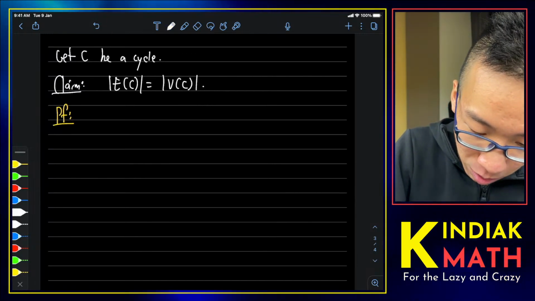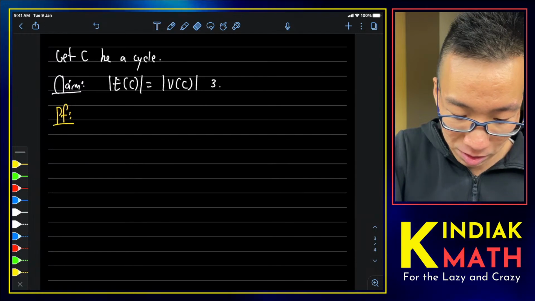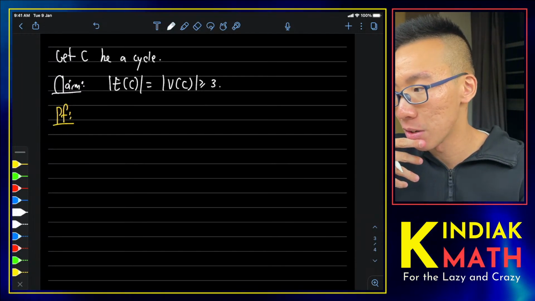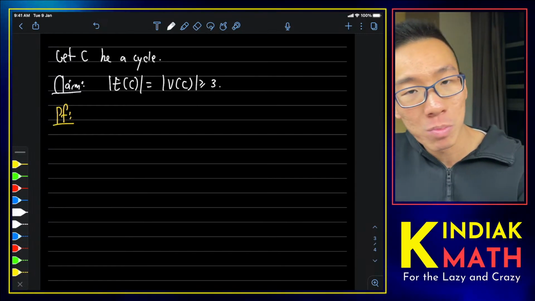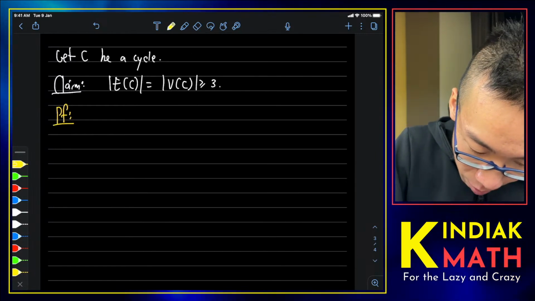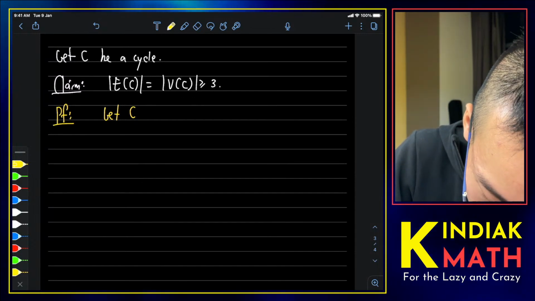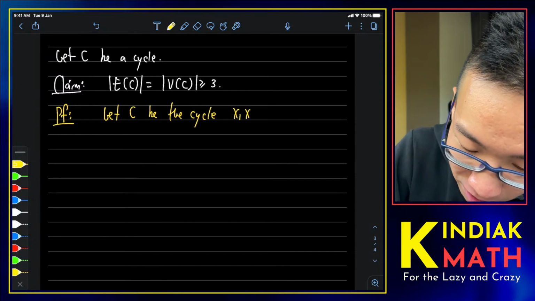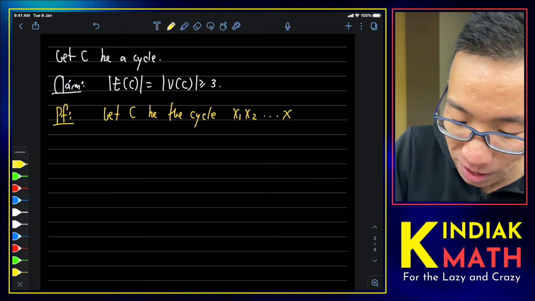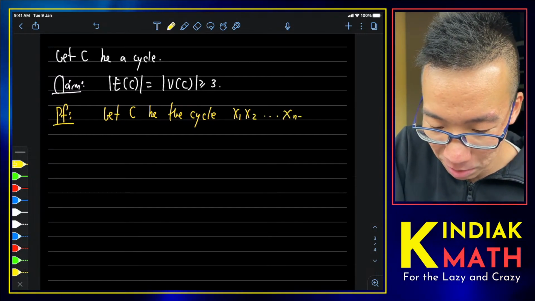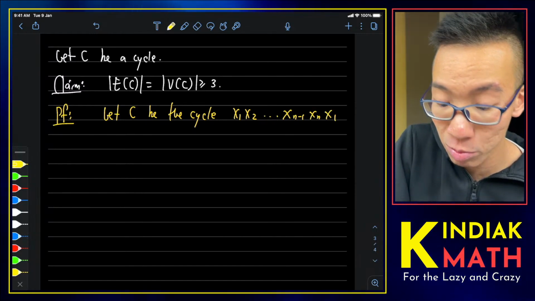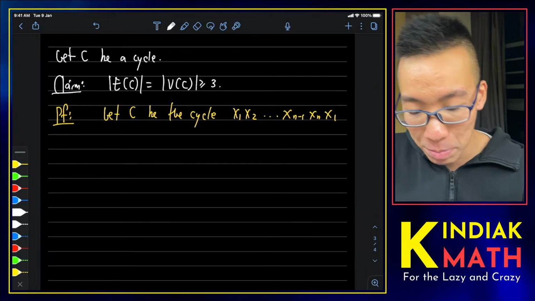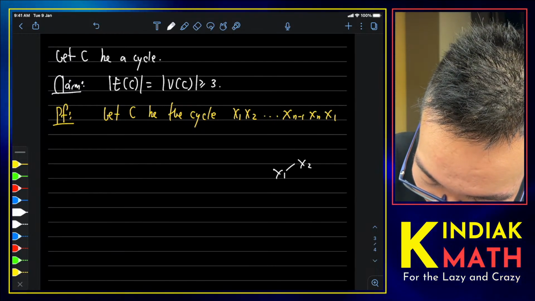And of course, we know that every cycle has at least 3 vertices. Now, I'm not actually going to use that result here. I don't actually need that, but we can use it anyway. So we're going to let C be the cycle x1, x2, up to x sub n minus 1 and xn, and we need to return back to the original, right? Again, this is the notation, and the picture is a little bit more useful for our purposes.